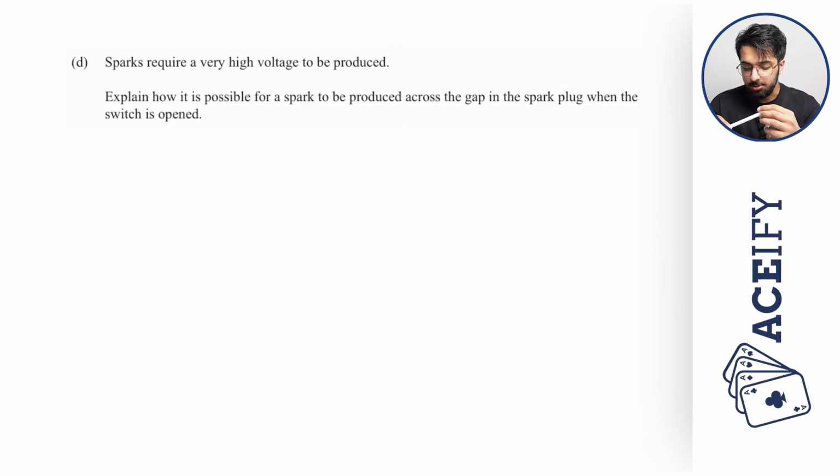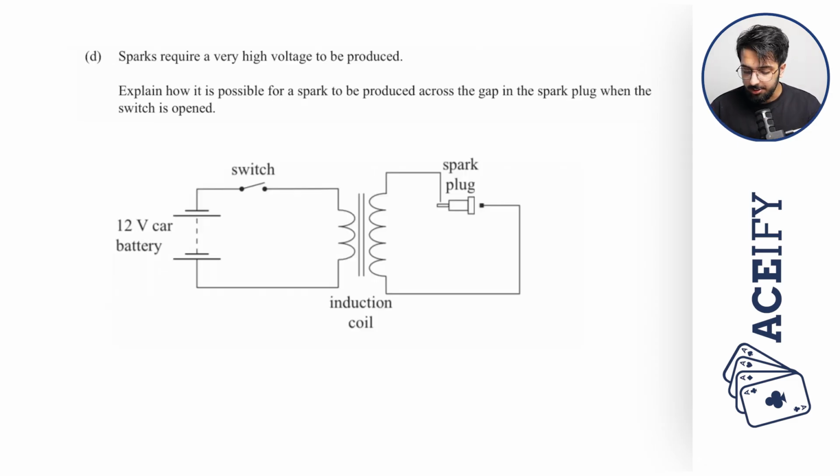There we go. Sparks require very high voltage to be produced. Explain how this is possible for a spark to be produced across the gap in the spark plug when the switch is opened. Alright, so we have our diagram here.